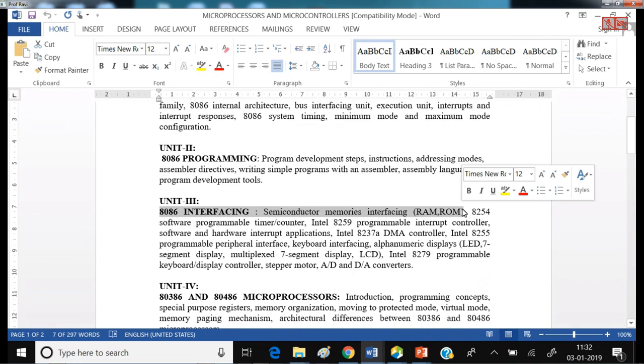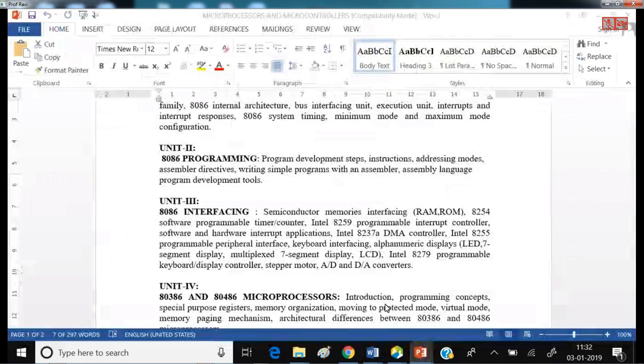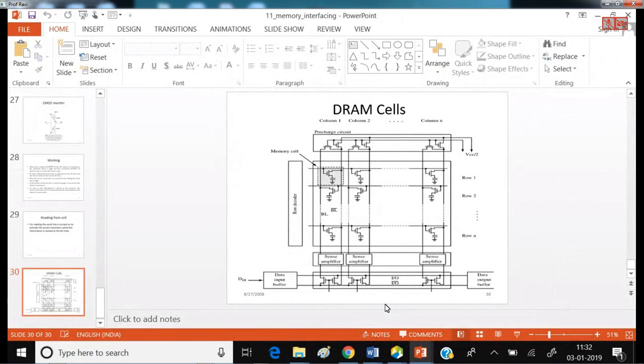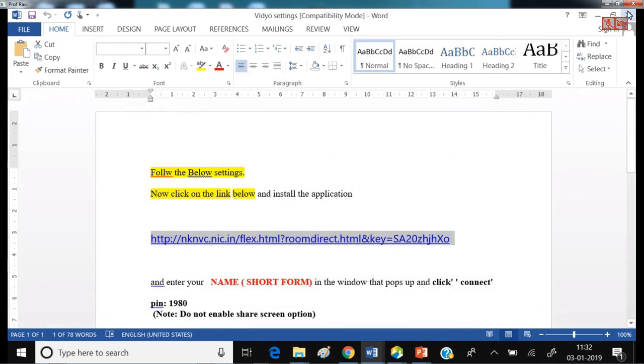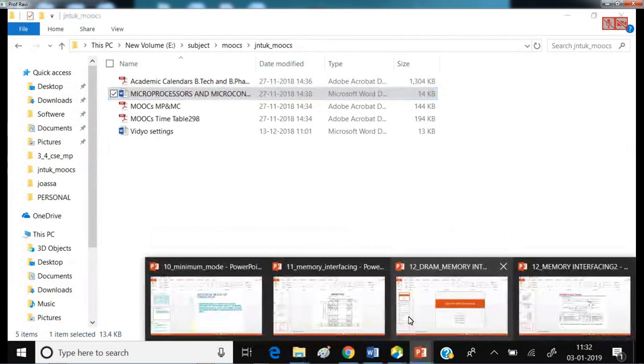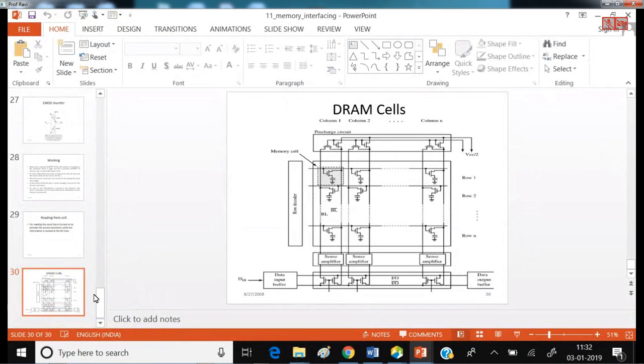So how to interface RAM and ROM to 8086? Why? Because you are designing a system, a programmable system, where you need to add your RAM and ROM. So now we are going to this third chapter, where we are going to connect memories, RAM and ROM, to 8086. So it's very important: what is this memory interfacing? So now let us go ahead.